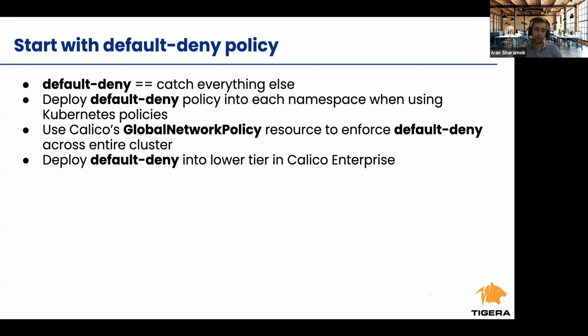When using Calico Enterprise, that's important to know that you should deploy the default deny policy into the lower tier to make sure that you would not unintentionally block traffic that was intended for lower tiers. So it should be defined as the last policy in the lowest tier, which is default tier.